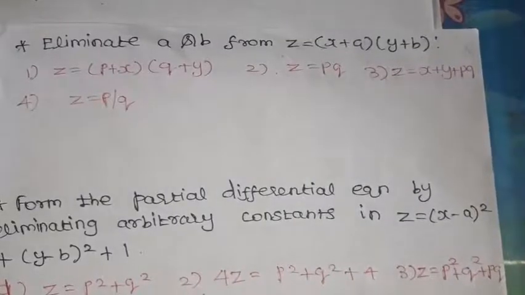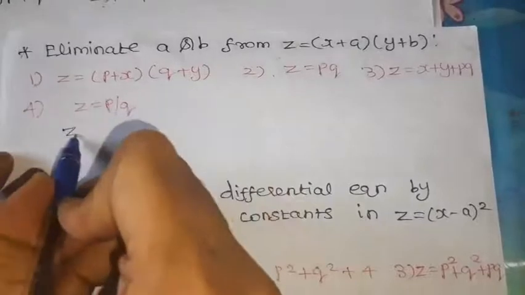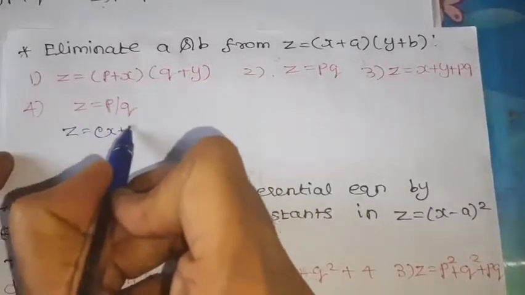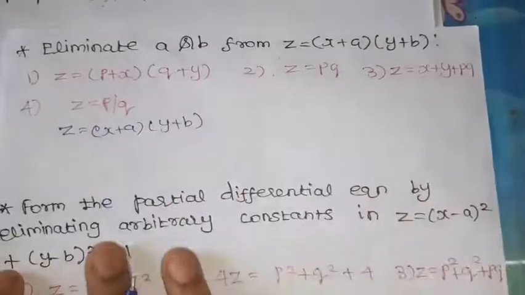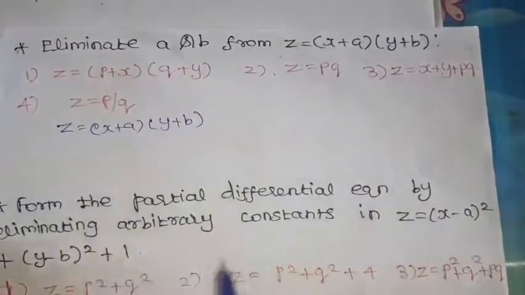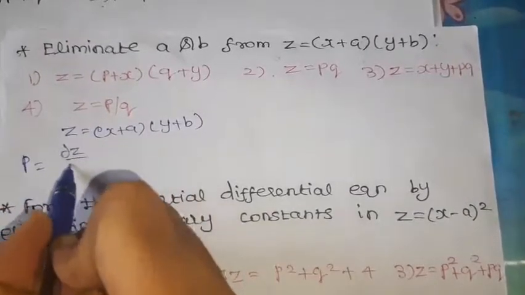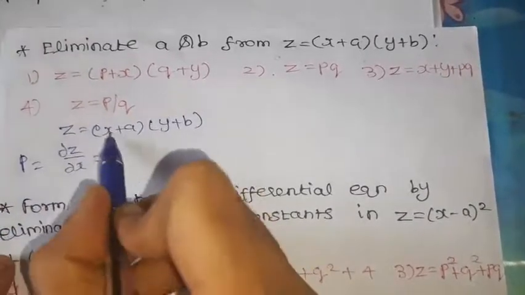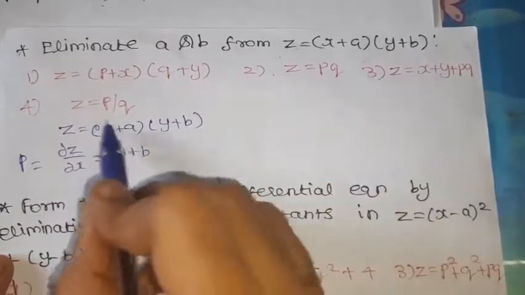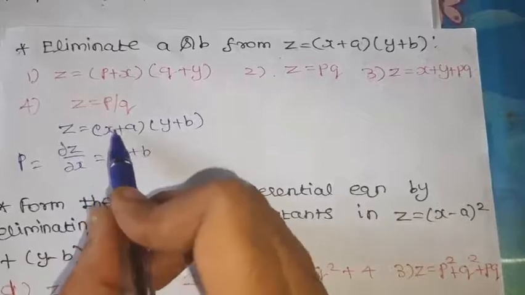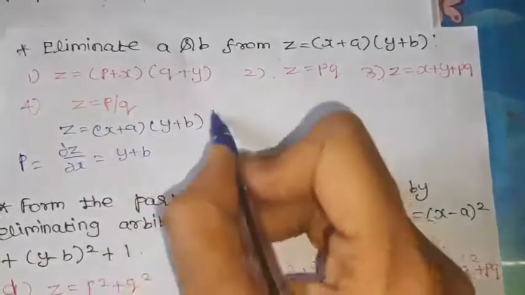Eliminate a and b from z equal to (x plus a) into (y plus b). What is given? Z equal to (x plus a) into (y plus b). What we need to do first? Partially differentiate with respect to x. So p equal to dou z by dou x equal to, what is that? 1 only into (y plus b), right? Differentiating with respect to x will give 1. This is constant with 0. So this term only, keep this term as it is.